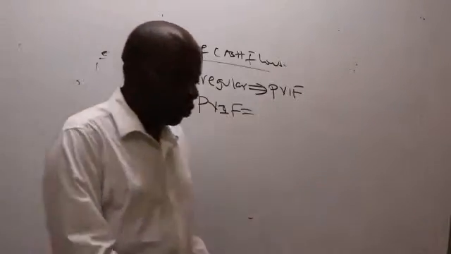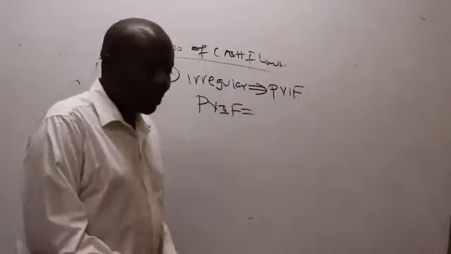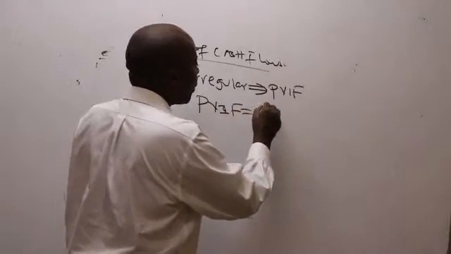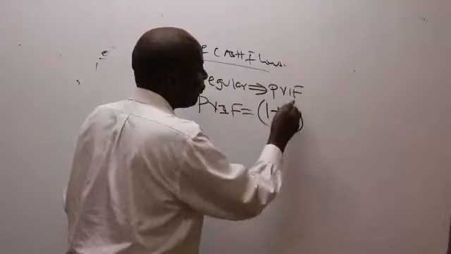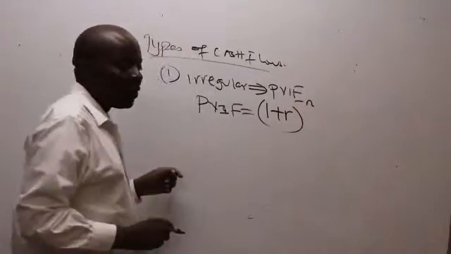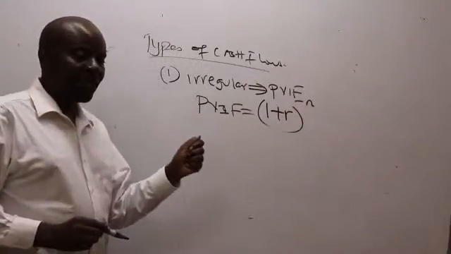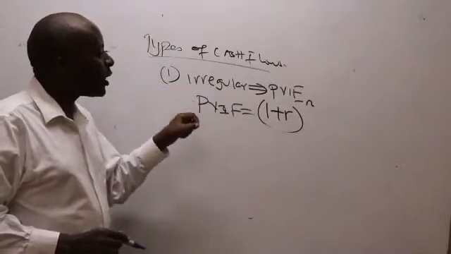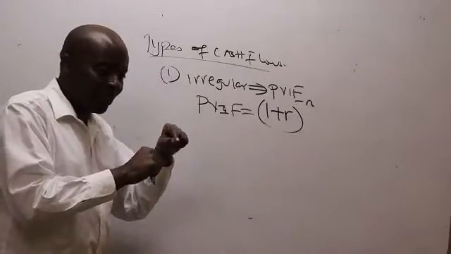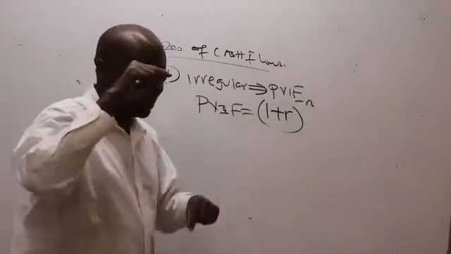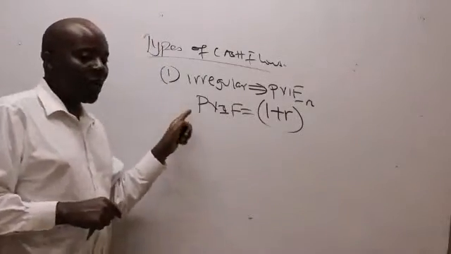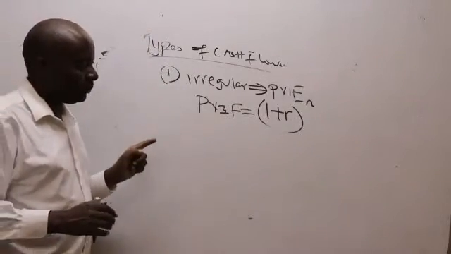Thank you very much, Stephen. Stephen has said that irregular cash flows, we shall always discount them using this formula: 1 plus R raised to negative N. Remember that irregular cash flows are those cash flows that fluctuate. Today you're getting 50, next year you're getting 40, another year 70, so they're irregular. And if they're irregular, this is how we shall always discount them.